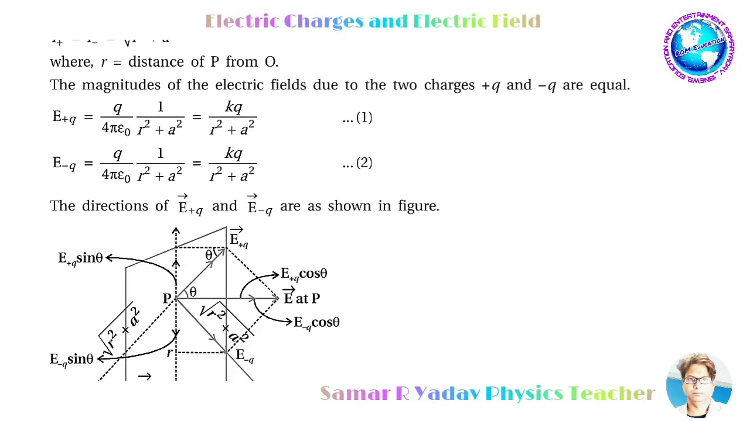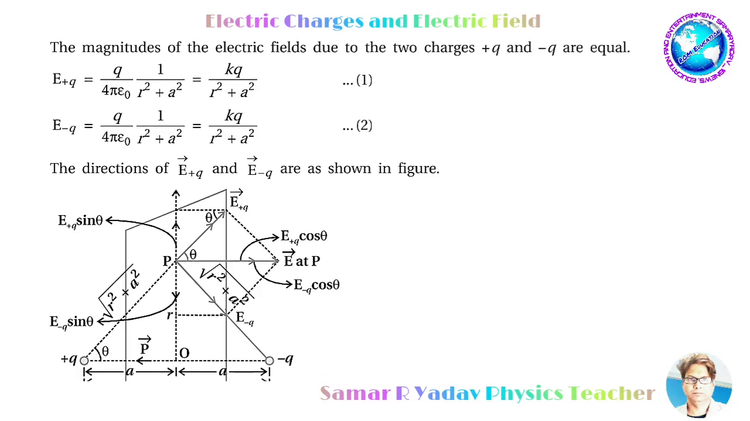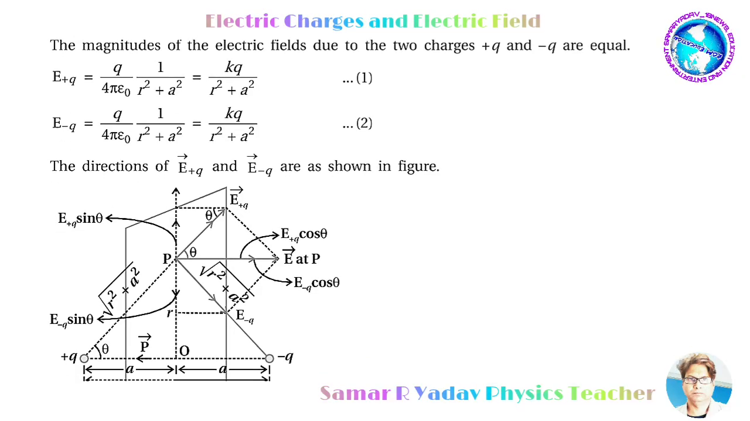The magnitude of the electric field due to the two charges plus q and minus q are equal. Therefore, E plus is equal to q upon 4 pi epsilon 0 into 1 upon r square plus a square, which is equal to kq upon r square plus a square, equation 1. Similarly, E minus q is equal to q upon 4 pi epsilon 0 into 1 upon r square plus a square, which is equal to kq upon r square plus a square, equation number 2.